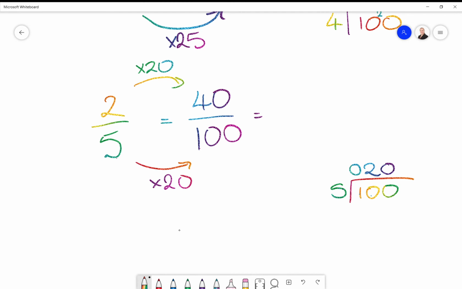40 over 100. 40 for every 100 is 40 for every percent. 100. 40%.